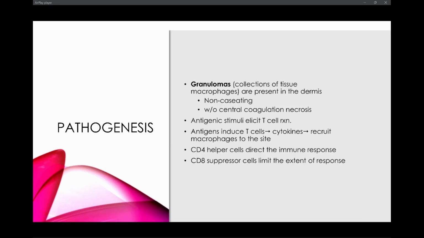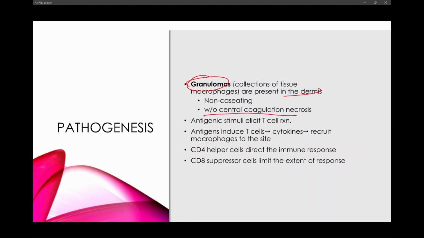So pathogenesis, these granulomas are present in the dermis. And these are the growths, little nodules that form under the nose. Non-caseating, without central coagulation necrosis. If we got central coagulation necrosis, what kind of lesion would that present? We talked about them yesterday or Monday. How would you describe them? Bullseye or target lesions.